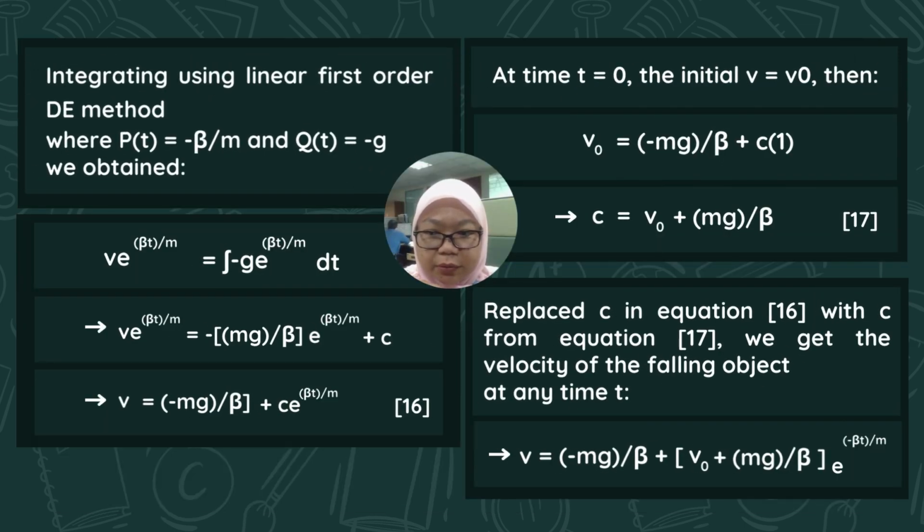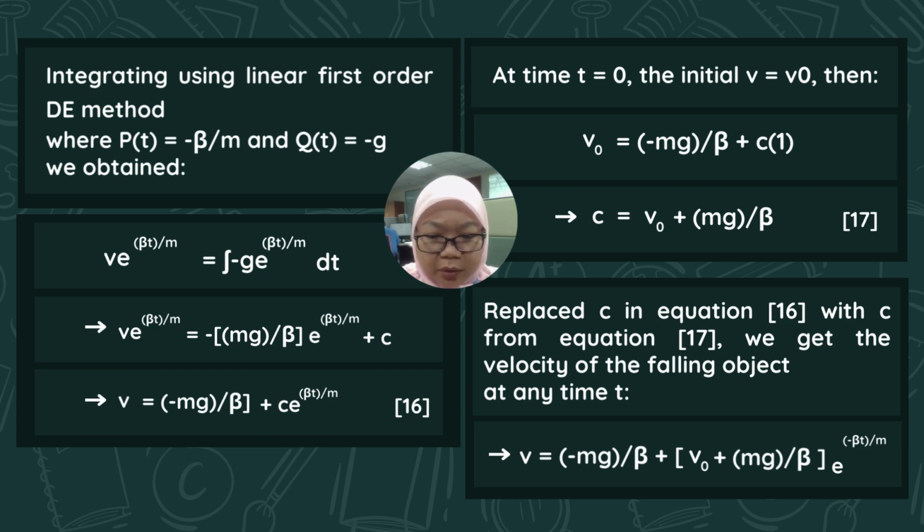Integrating using the linear first order DE method, where p(t) equals negative beta over m and q(t) equals negative g, we obtain v e to the power of beta t over m equals the integration of negative g e to the power of beta t over m dt. Then v e to the power of beta t over m equals negative mg over beta multiplied by e to the power of beta t over m plus c.